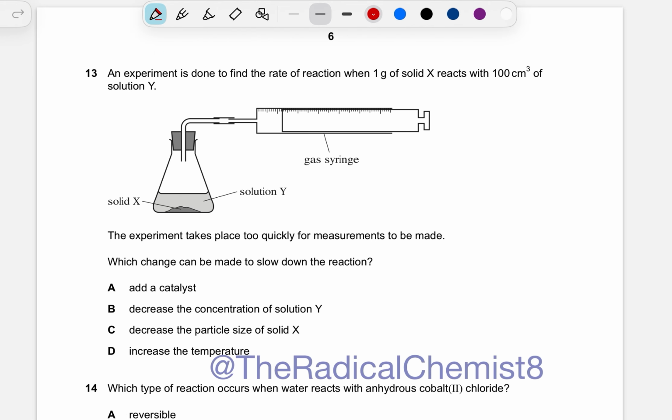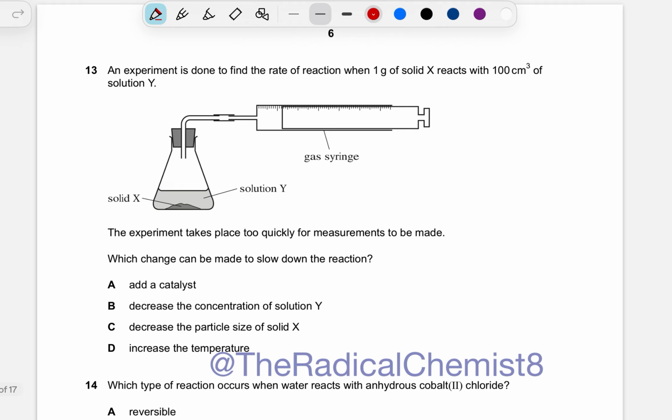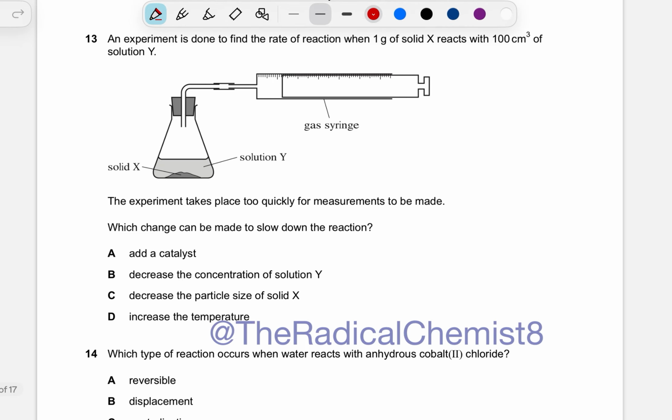Question 13, an experiment is done to find the rate of reaction when 1 gram of solid X reacts with 100 cm³ of solution Y. The experiment takes place too quickly for the measurements to be made. Which change can be made to slow down the reaction? So first option is adding a catalyst. Well, that's wrong because adding a catalyst speeds up the reaction.